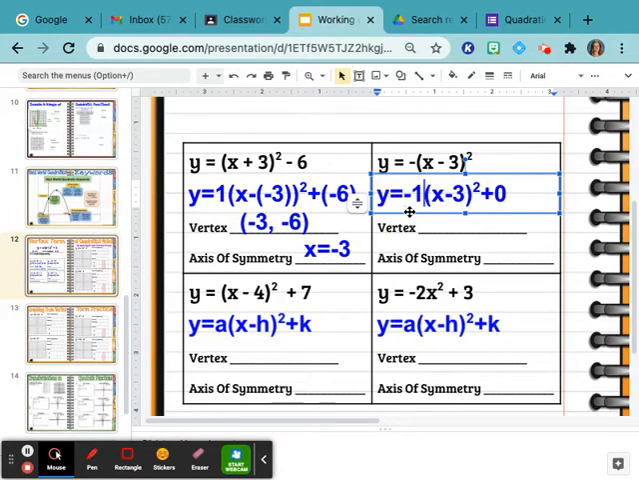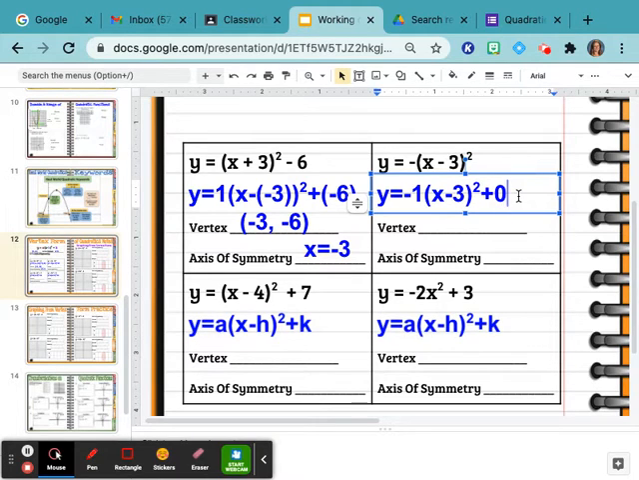Negative 1. So what do we know about this? How is this one going to be changed? How is it going to be like this? Like upward? What does that negative out front do? Or what do you think it does? It flips it. So it's going to be downward.